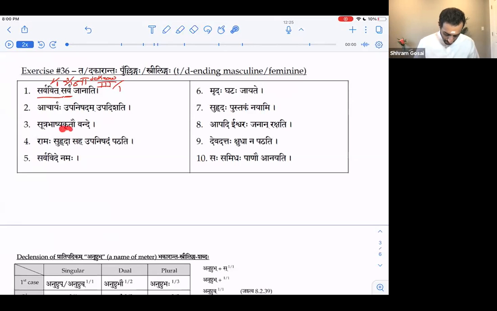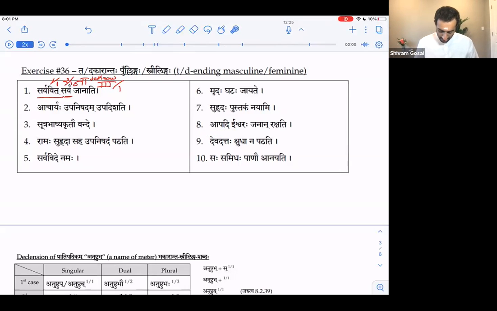Some other words, right? Suhrida. Ta bhyambis, right? So ta is 3-1. Mridaha gataha, we saw. So suhridaha pustakam nayami. Suhridaha can be a few things. It can be 1-3, 2-3, 5-1, 6-1. I think that's all of them. So you can see what that one is.